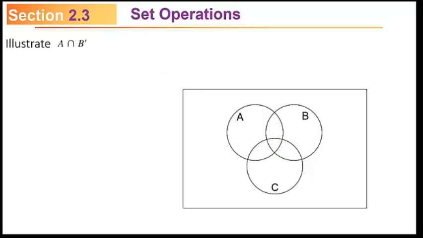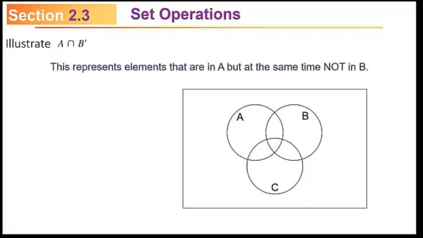How about this? A intersect B complement. Intersect means overlap. So first of all, I might say in my mind, just read it to myself, this represents the elements that are in A, but at the same time not in B. So it's inside of circle A, but outside of circle B. And if you just say it to yourself that way, you can picture the solution set without really doing any intermediate work. The elements that are in A, but at the same time, they're not in B. And the missing part is the part that would overlap into the circle B.